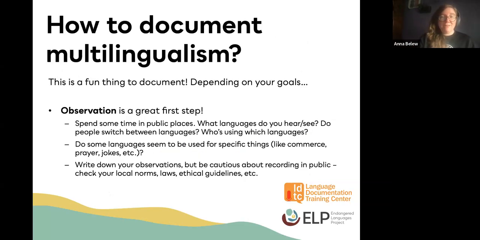And so now that we've covered these broad questions, we might want to look at some concrete examples of how to document this stuff. So documenting multilingualism is really fun. It's also not very well theorized within the field of sociolinguistic documentation, right? We are just starting to develop really good tools and methodologies for documenting this.